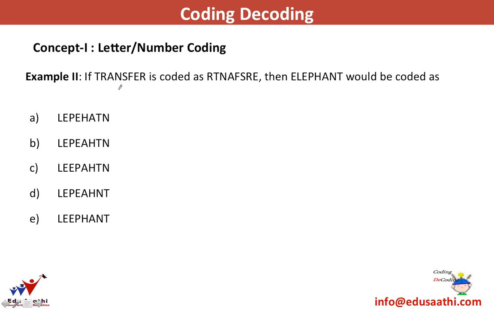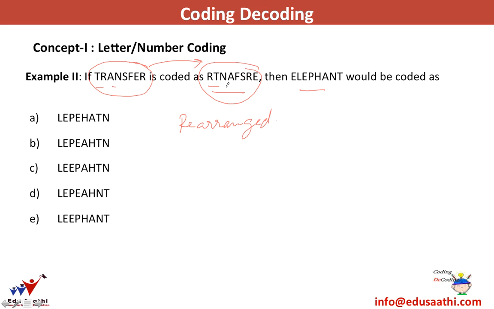If transfer is coded as this here, then elephant would be coded as what? Now what I can make out just by looking is that this is nothing but a rearrangement of these letters. I have all the letters of transfer rearranged. So I need to find out how they are rearranged. Let's look at it. I have TR here and RT here. So there's a possibility that I'm just reversing in pairs of 2. But we'll have to check further.